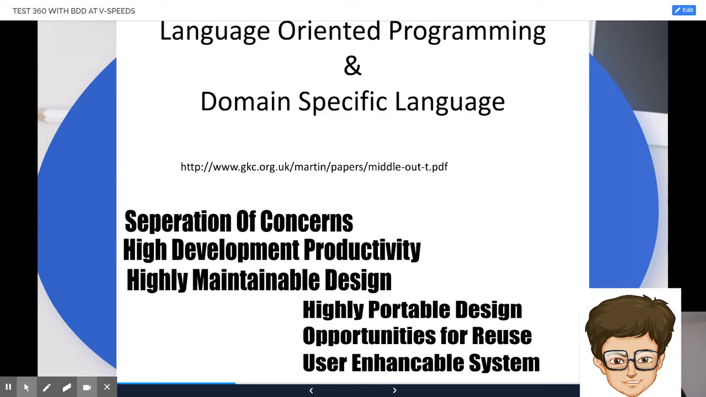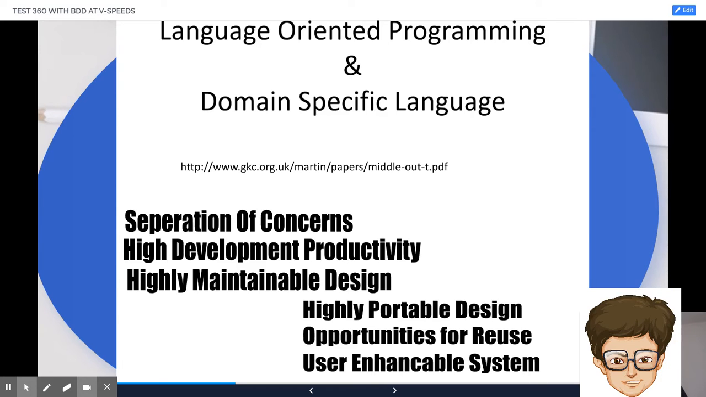The other three benefits explained are highly portable design, opportunities for reuse, and user enhanceable system. All three of them are similar to the SOLID principles concept. If you know what the SOLID principles are, all these three concepts are similar to them. If you don't know about SOLID principles and want to know more, you can look up Uncle Bob and find all of his books. One of the most famous is the Clean Code book, which you can refer to for all the SOLID principles and how useful they are when you write any code.